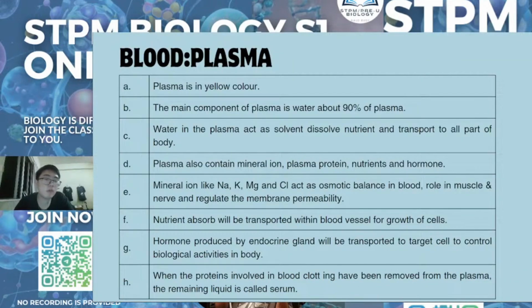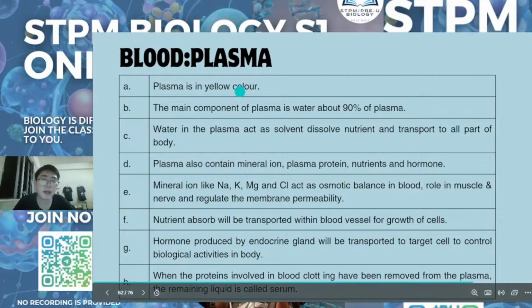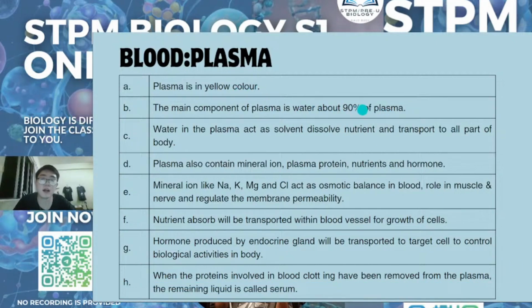So this one is about the plasma. Normally our plasma is yellow in color, right? And as I already mentioned, 90% of plasma is made up of water. Another 10% is the mineral ions, plasma protein, nutrient, and also hormone. So mineral ions are normally salt ions like sodium, potassium, magnesium, and chloride. They normally act to maintain osmotic balance in the blood, and have a role in muscle, like the calcium ion, and also regulate nerves and regulate permeability.